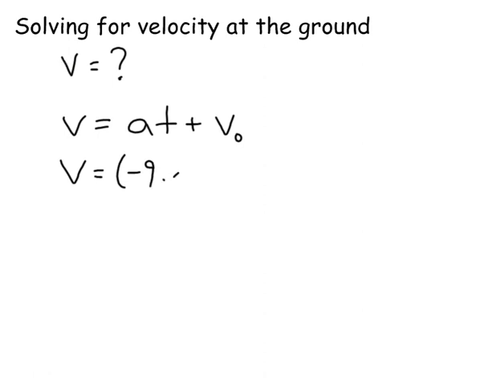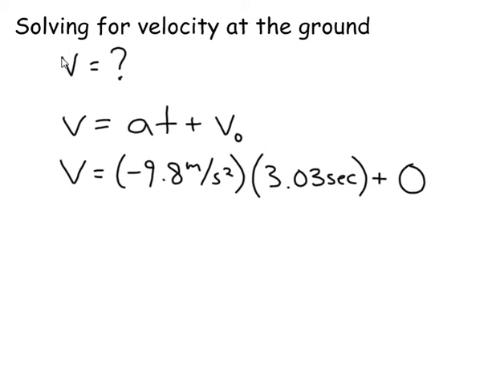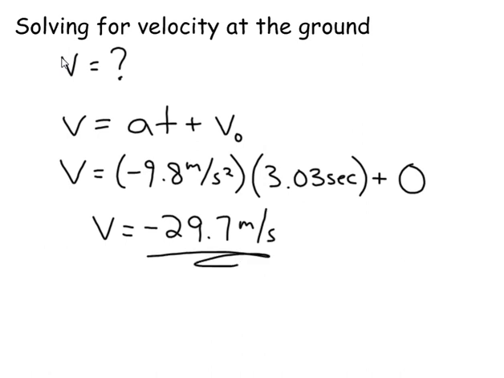a is still negative 9.8 meters per second squared. Same givens as the previous page. The time is now 3.03 seconds. That's one thing I know now that I didn't know before. And my initial velocity is still 0. All I have to do is multiply together, and I get negative 29.7 meters per second. This is the velocity when the object reaches the ground. It's negative because the object is traveling downwards when it reaches the ground. That is a freefall problem.